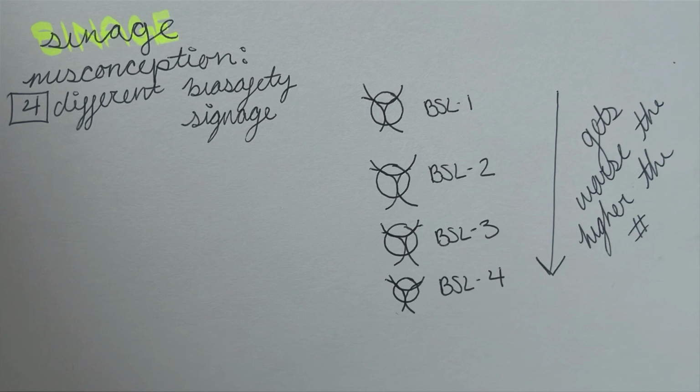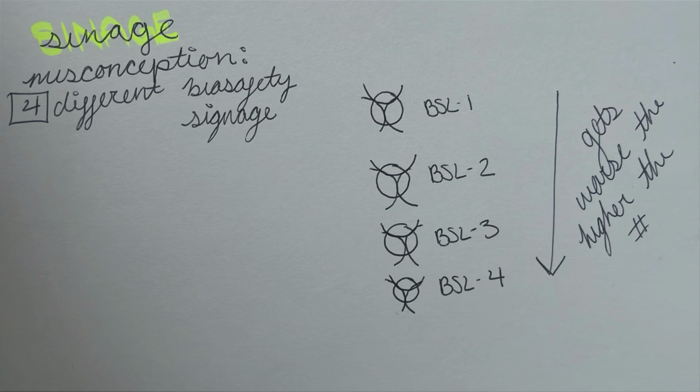Signage. Signage is the signs or symbols to communicate a message, and my misconception was I struggled with the 4 different biosafety signages. How I corrected my misunderstanding was I searched up the 4 different biosafety signages and took notes. BSL 1 is the lowest level for work with low-risk microbes that are not generally associated with the disease in healthy people. BSL 2 is the agents associated with human disease that pose a moderate health hazard.